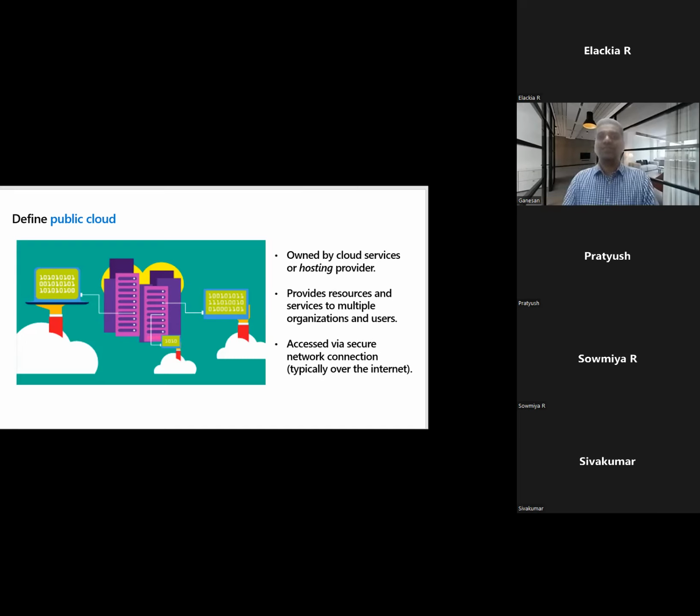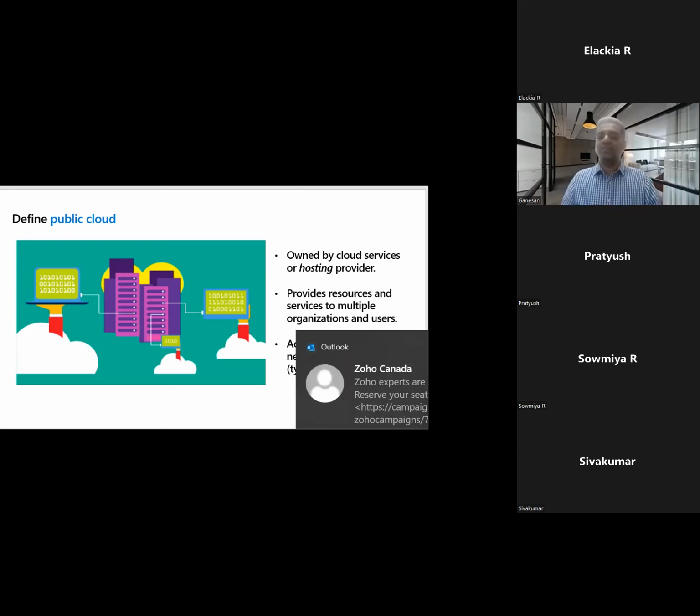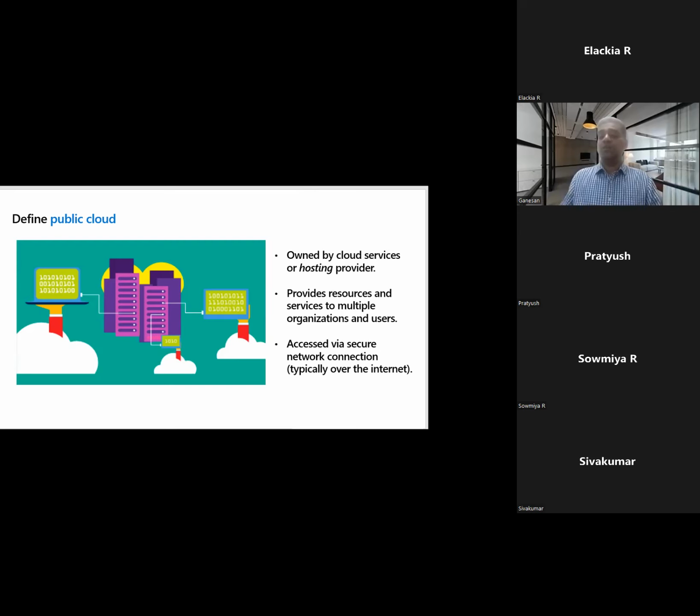Yes, sir. That is a public cloud because they are giving it to the public. They can't restrict anything. Anyone can go and rent it. So competitive business people are also sitting there. That is the statement: provide resources and services to multiple organizations and users. And the last statement is accessed via secure internet connection. You can access these services only via internet.